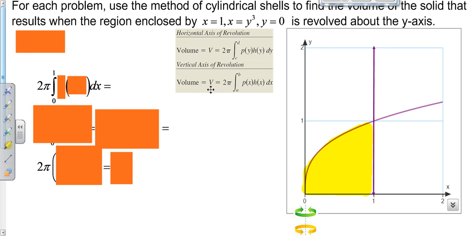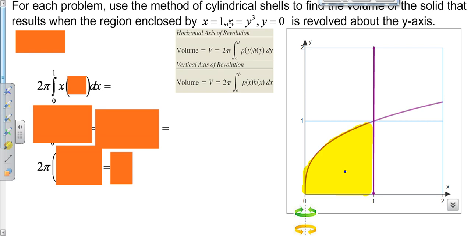So it's always 2 pi times your integral with your bounds. Then we need to have in your radius. If we take any point here, we're dealing with x. It's going to be x units over. Our axis of revolution is here at 0. We got to take what's on the right, x, minus what's on the left, 0, which is just x.